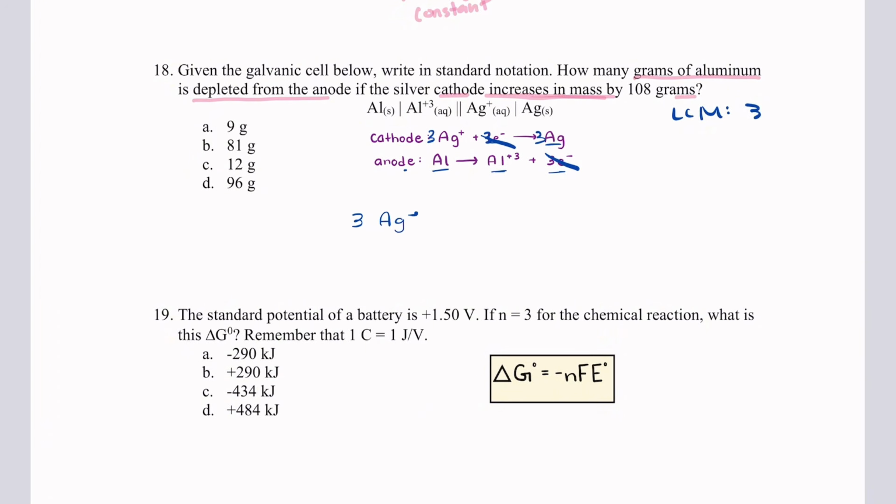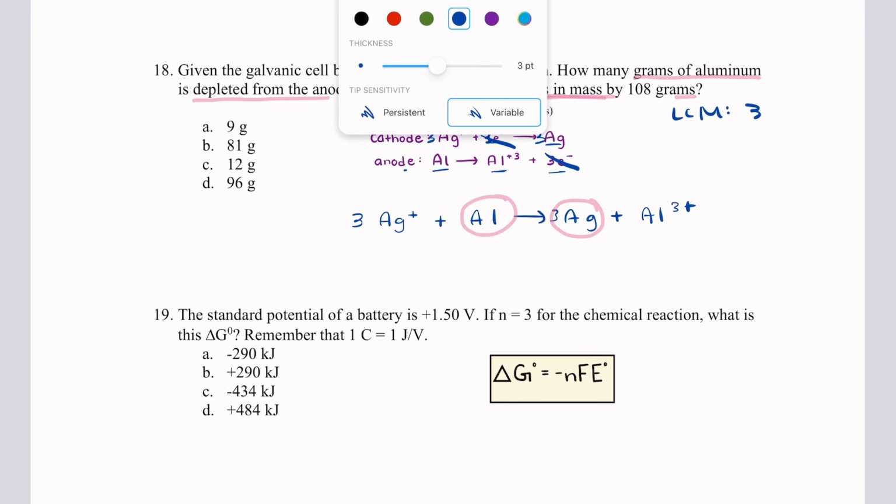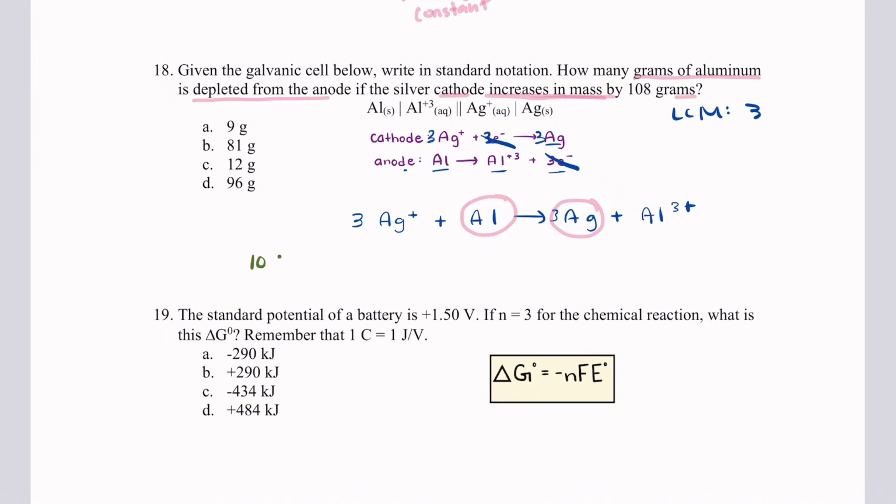What we have is that 1 atom of aluminum reacts with 3 silver ions to produce 1 aluminum 3+ ion and 3 atoms of silver. This tells us how the stoichiometry of silver and aluminum relate. 3 moles of silver correspond to 1 mole of aluminum. With that, we can set up the proper dimensional analysis calculation so that we can solve this problem.